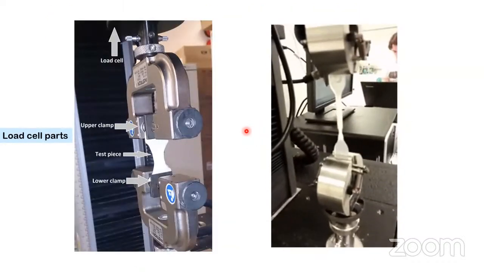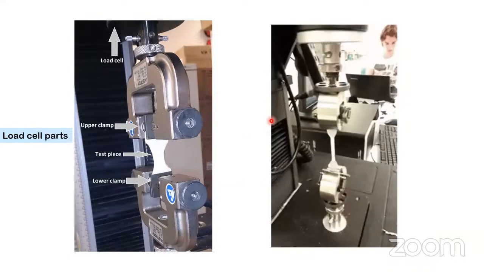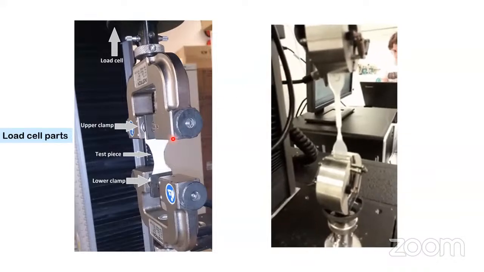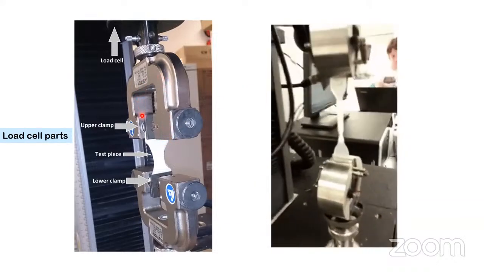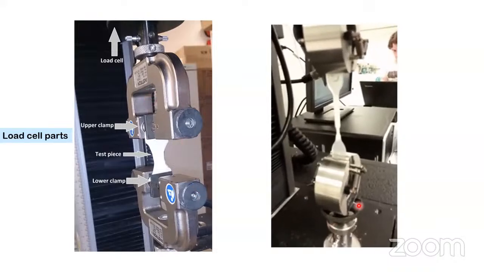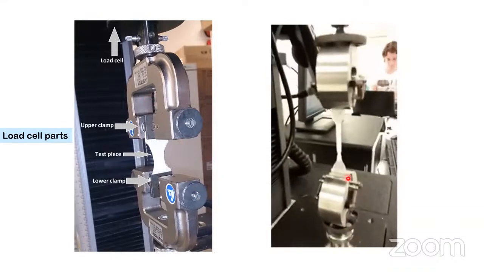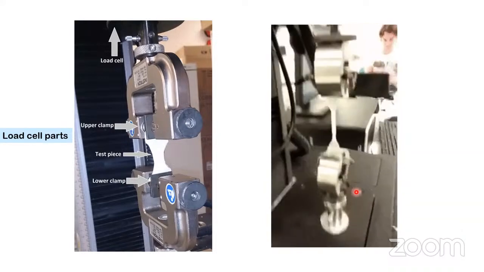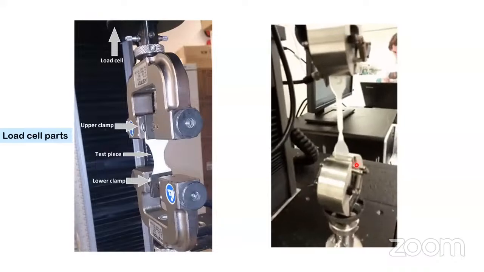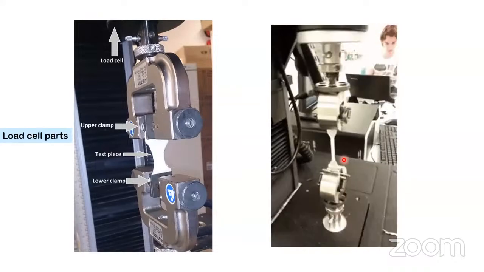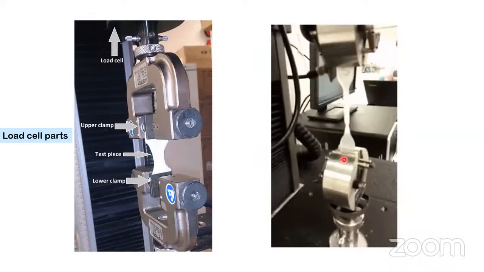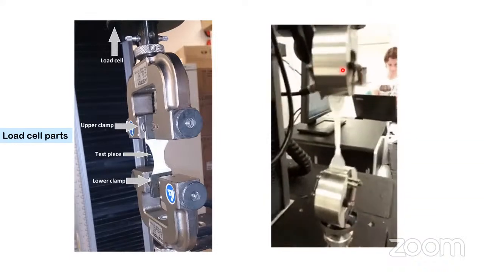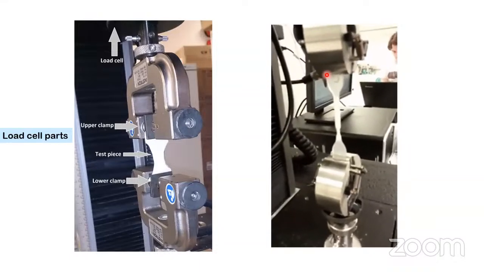Here you can see the actual testing procedure. If you see here, two heads are there. One is the stationary one below, which you can call a jaw, or a clamp, in which we clamp our plastic specimen. And the upper one is the moving head.